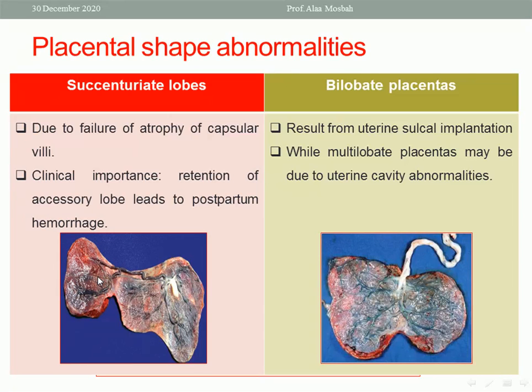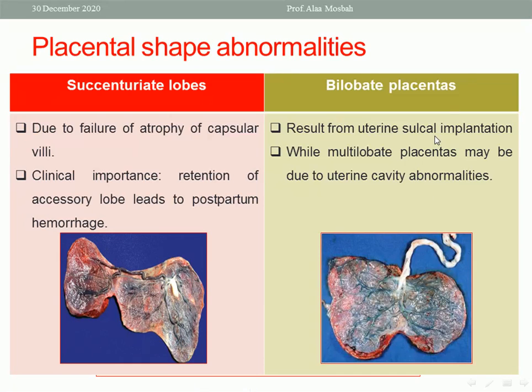Why does it happen? Due to failure of atrophy of capsular villi. You remember when we said the chorionic villi at the region of the decidua capsularis usually must be atrophied. If they fail to atrophy and continue to develop, this may lead to the succenturiate lobe. Its clinical importance is that it may lead to postpartum hemorrhage, and the lobe may be retained inside the uterus after delivery of the main part of the placenta.